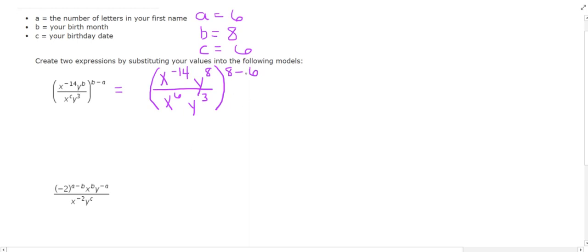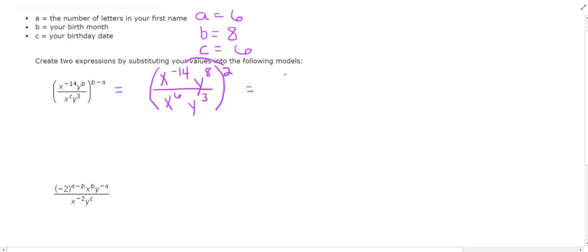So the first thing that I'm going to do is I'm going to do this 8 minus 6 here, and that's going to be 2. So I'm just going to go ahead and erase this and make this a 2. Okay, the first rule that I'm going to apply here is the power rule of exponents, which means that if you have an exponent on the outside of the parentheses with another exponent on the inside, you're going to distribute that exponent to everything on the inside using multiplication. So that means I'm going to multiply each of these exponents by 2.